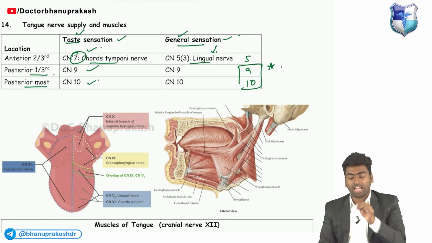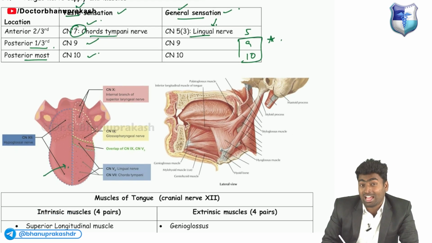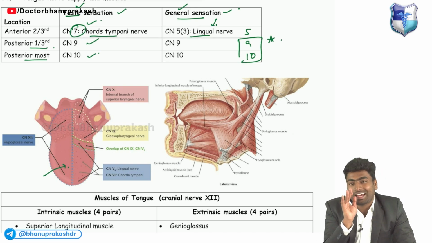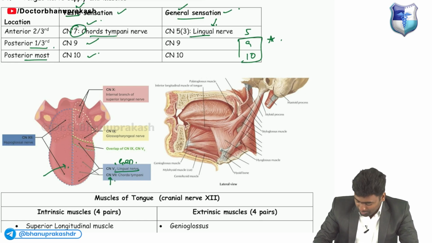It is the 7, 9, 10. Remember, they will mark the anterior 1/3 of the tongue and ask which of the following carries the general sensations. For this anterior part, general sensation is carried by the 5th cranial nerve, whereas the special sensations are carried by the chorda tympani, right?